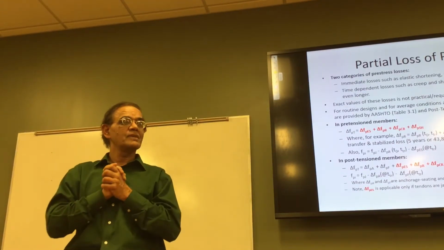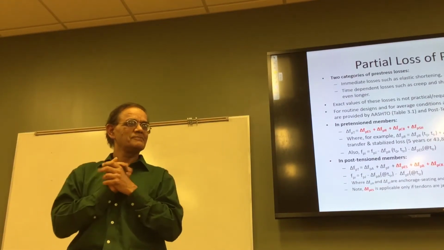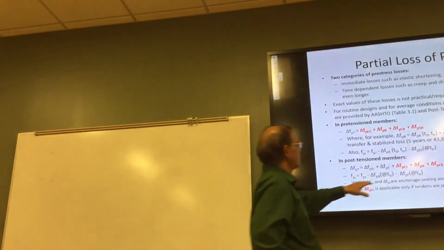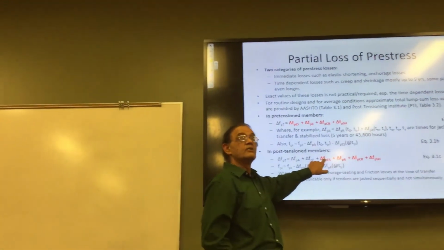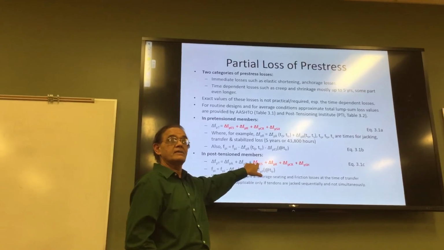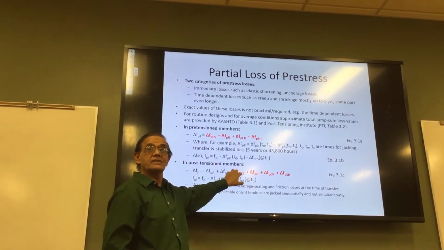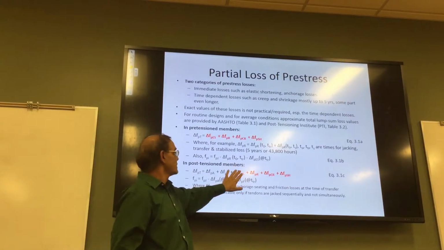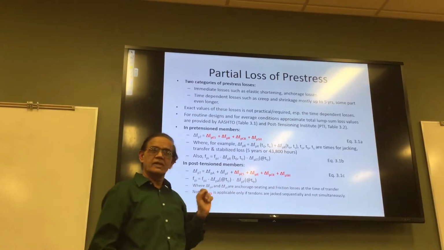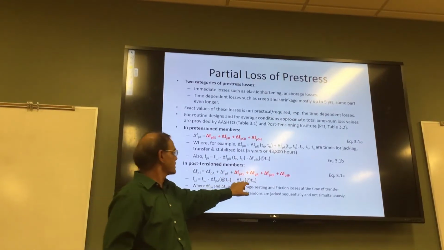one at a time, right? You pull it together, no loss. So elastic shortening loss for post-tensioning is a special case. You may or may not have it, depending on how you stretch it. So you may have half. It can be half of this or nothing, right? So it's not as bad, in other words.